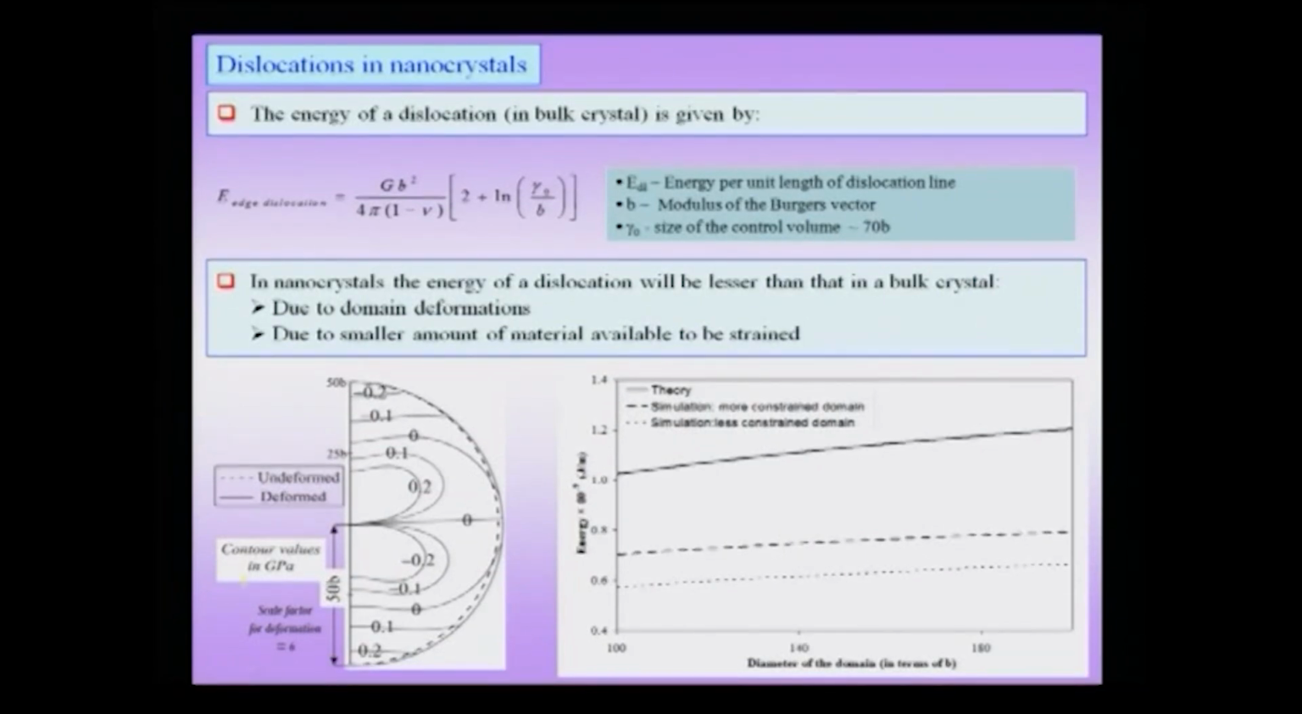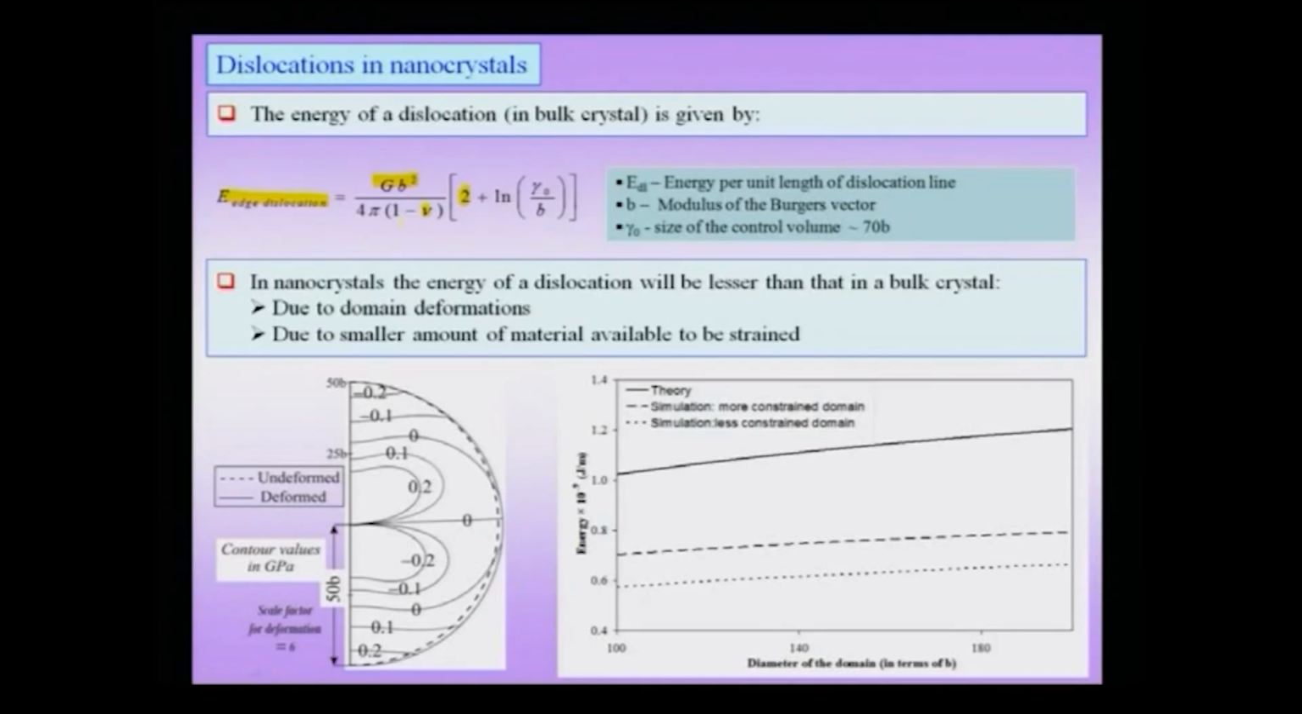Continuing with the topic of dislocations in nanocrystals, if you notice the energy of a dislocation, it goes as Gb square, and that means it is proportional to Gb square. There are other constants in this equation, like of course, the Poisson's ratio. This 2 is coming from something known as the core energy.